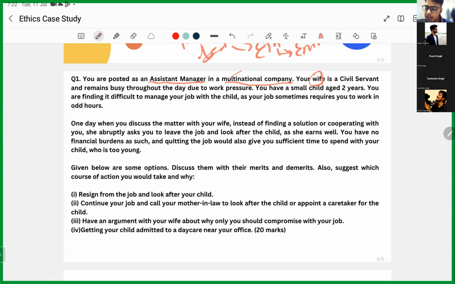Your wife is a civil servant. A civil servant will work for nation building, always remember, and remains busy throughout the day due to work pressure. Understood. Even if not underlined, I'm clear that a civil servant means she must be working. You have a small child aged 2 years. You are finding it difficult to manage your job. I just underlined it: as your job sometimes requires you to work in odd hours.